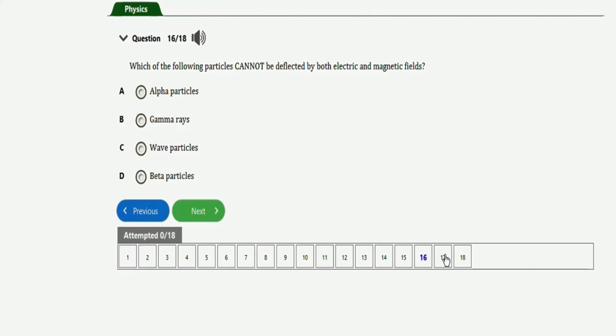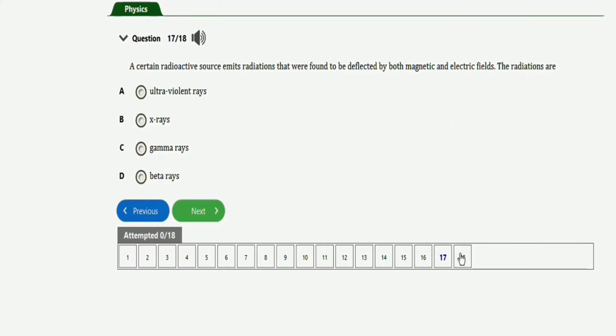Next question will be this one. It says, a certain radioactive source emits radiation that was found to be deflected by both magnetic and electric field. The radiations are ultraviolet rays, X-rays, gamma rays, beta rays. So guys, the right option to this question will be option D, beta rays. Beta rays can be deflected by both magnetic and electric fields.